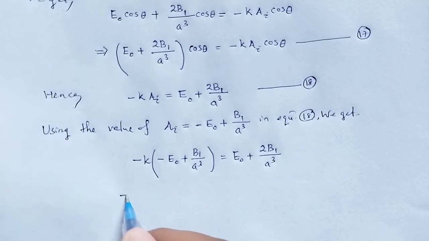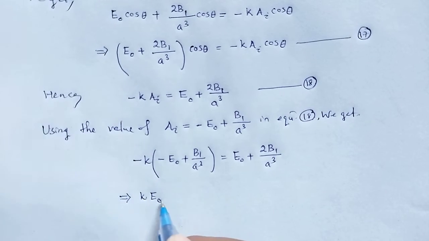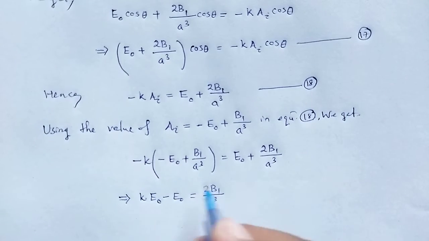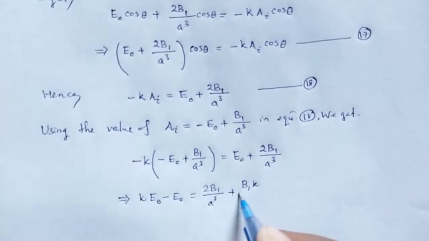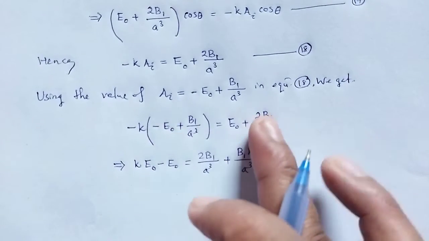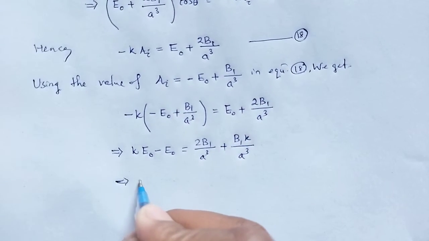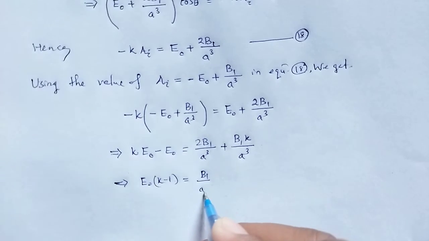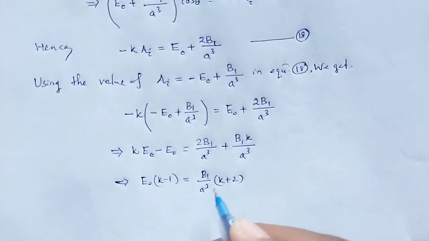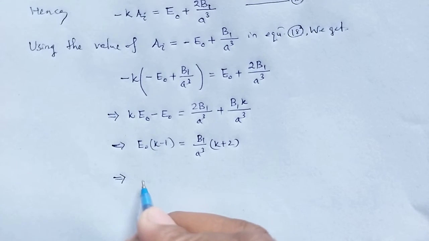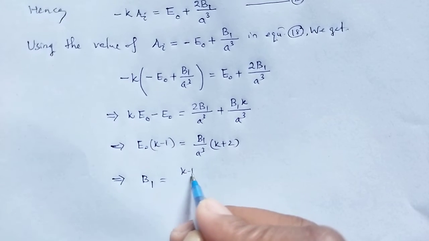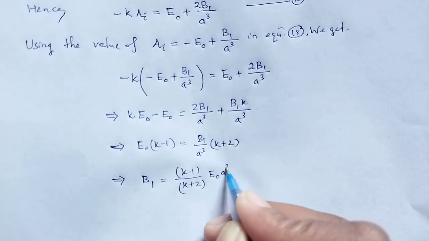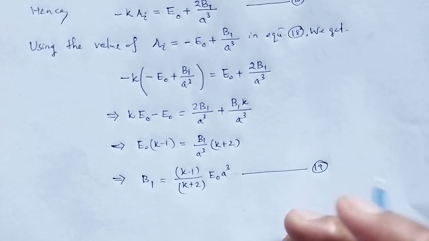Now simplifying that one, we can achieve K E naught minus E naught is equal to 2 B1 by A cubed plus B1 K by A cubed, just to that side again, which implies E naught as common, E naught K minus 1 is equal to B1 by A cubed as common, K plus 2, which implies B1 is equal to K minus 1 divided by K plus 2 E naught A cubed, that is equation number 19.